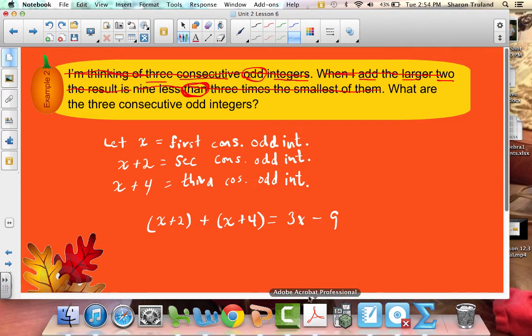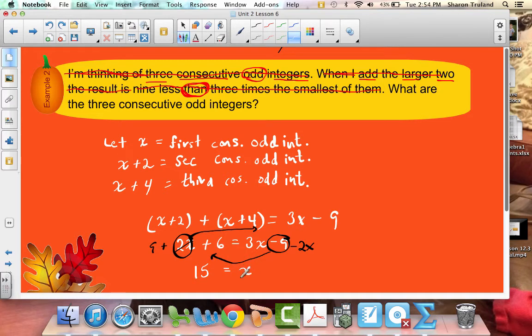Okay, let's see. Combine like terms over here. We get 2x plus 6 equals 3x minus 9. All right, I'm going to move things around. I'm going to move this 2x by inverse operations to the other side. And I'm going to move this minus 9 over here as plussing. So I get 15 equals x. So I think my answers are x is 15.